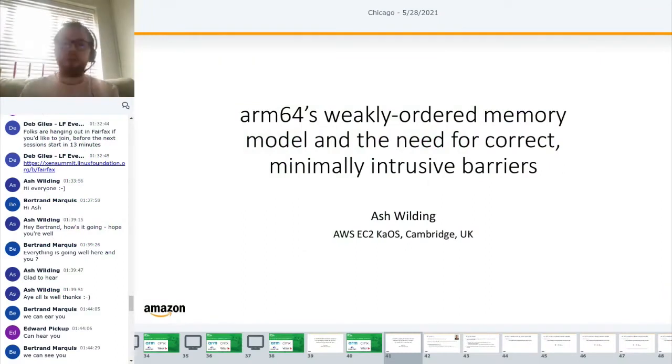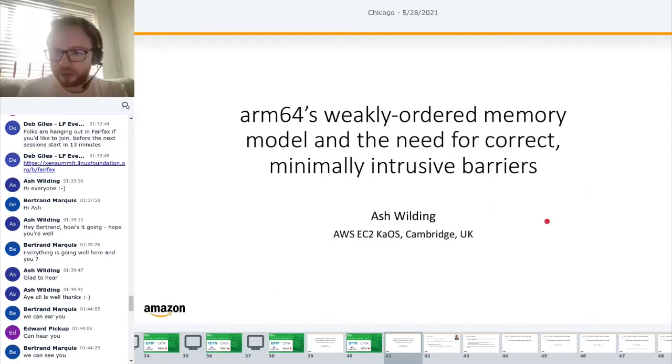I'm going to be talking to you about ARM64's weakly ordered memory model and the need for correct and minimally intrusive barriers. I have quite a lot of material to go through. I'm not quite sure how much we will actually get through in the 30 minutes, so we'll see where we can get. If people are interested in staying a little bit longer, I'll stay around and keep presenting if we've not made it to the end.